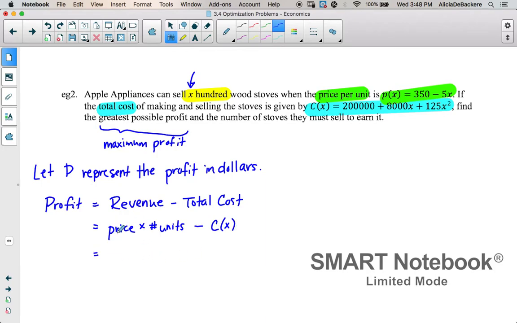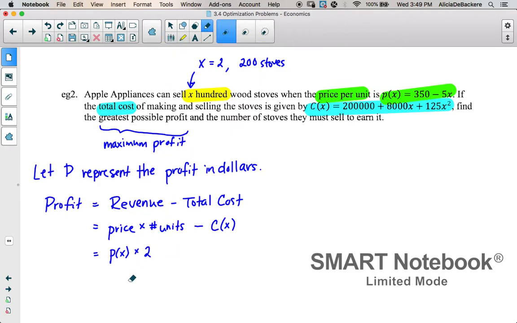So again, to find the price, they gave me an equation, little p at X. And now what I need to figure out is, well, how many units are there? Well, it's going to be whatever the X number is. So let's say X is equal to 2, then that means that there's 200 stoves. So the number of units is going to be 100 times X. And then we're subtracting that cost equation.